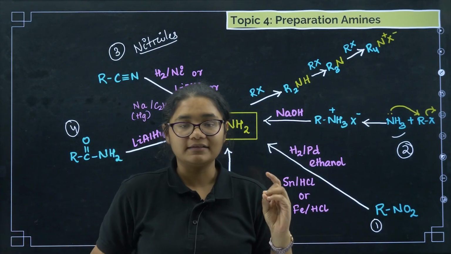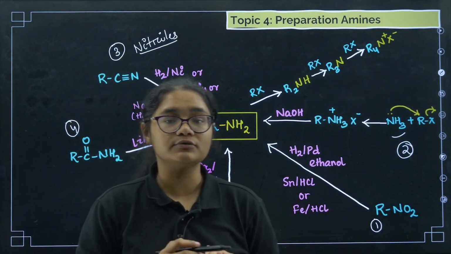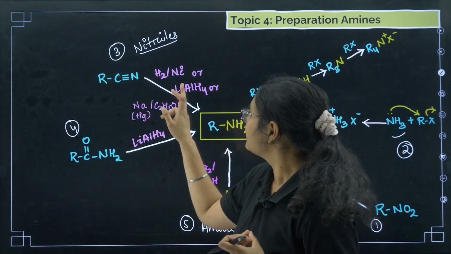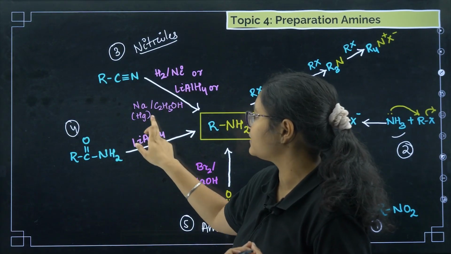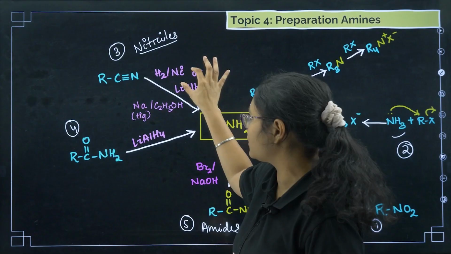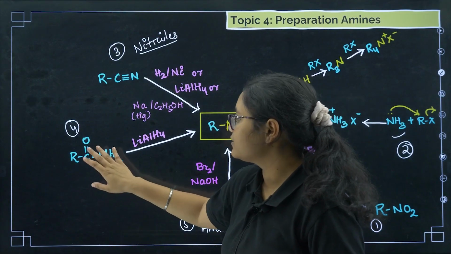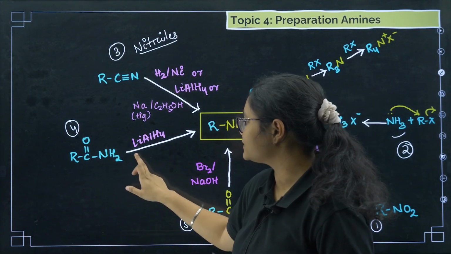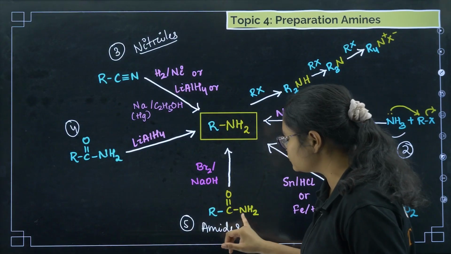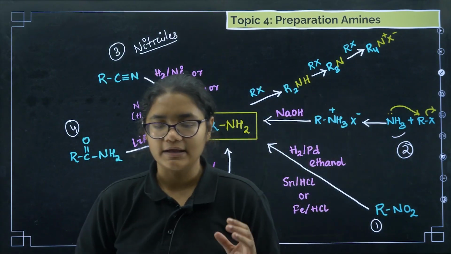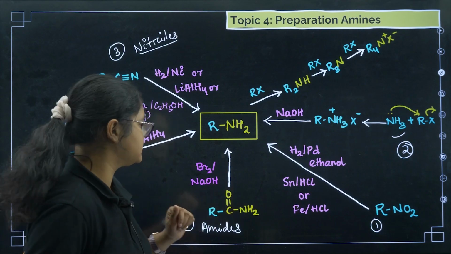Third one, RCN, that is with nitriles. What you can use? Lithium aluminium hydride, hydrogen nickel, sodium amalgam. Okay, it is a little difficult to remember this one, but these two are very common, you can use them. Next, with amides we can use LiAlH4, and with amides, to reduce this CO group you will get bromine and KOH. Okay, so all the reactions are there.